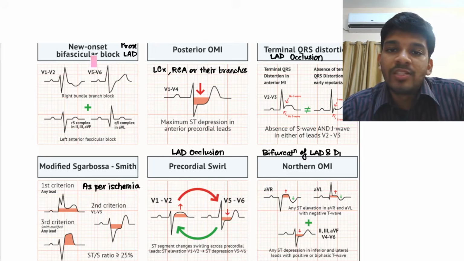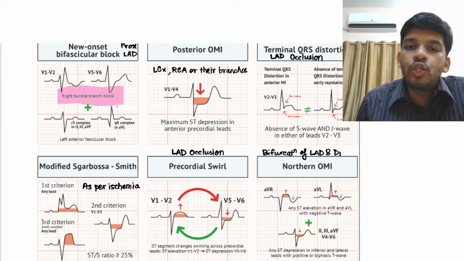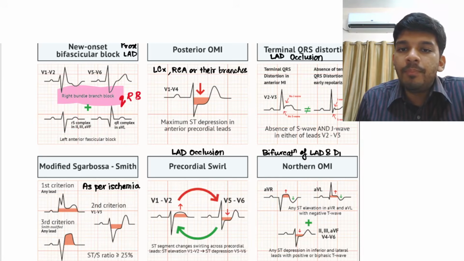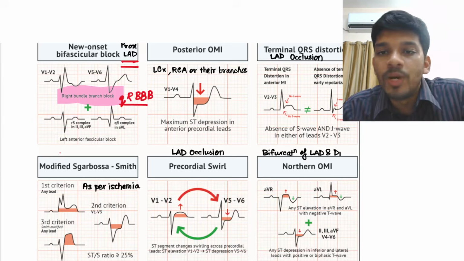Next is a new onset bifascicular block. Here you can imagine we have already studied this, that the RBBB pattern localizes you to the proximal LAD. So you do not think too much here.